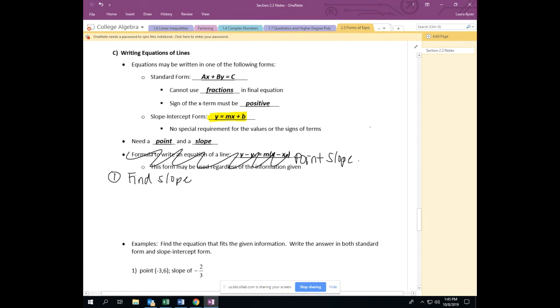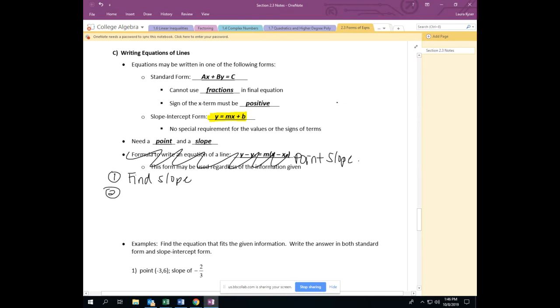Sometimes the slope is given, and sometimes you have to actually find it using the slope formula. But either way, we need the slope first. Then you need at least one ordered pair. If the ordered pair is the y-intercept, then you're basically done. You're just putting information in. But if the ordered pair is a different point, you can easily find the y-intercept.